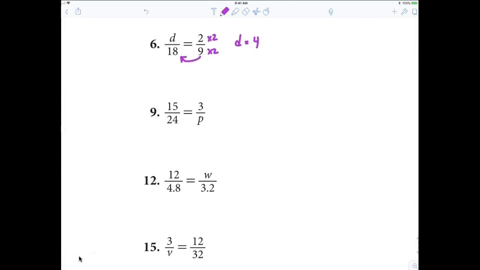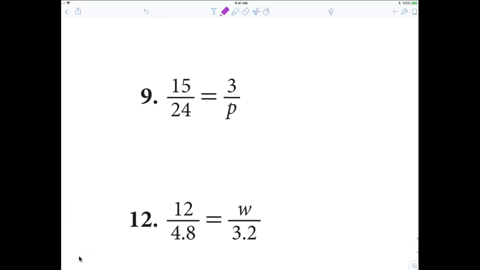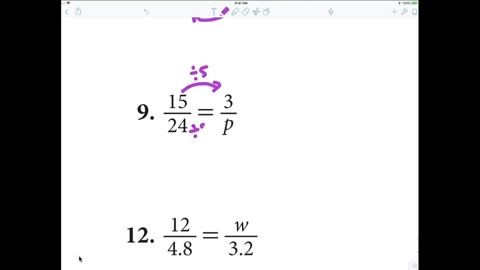Let's look at 9. All right, from 15 to 3, what did I do? Divided by 5, right? So I have to take 24 and divide it by 5. And so P is equal to 4.8. Yeah, you can get a decimal. Everybody okay with that? All right, let's take a look at number 10.